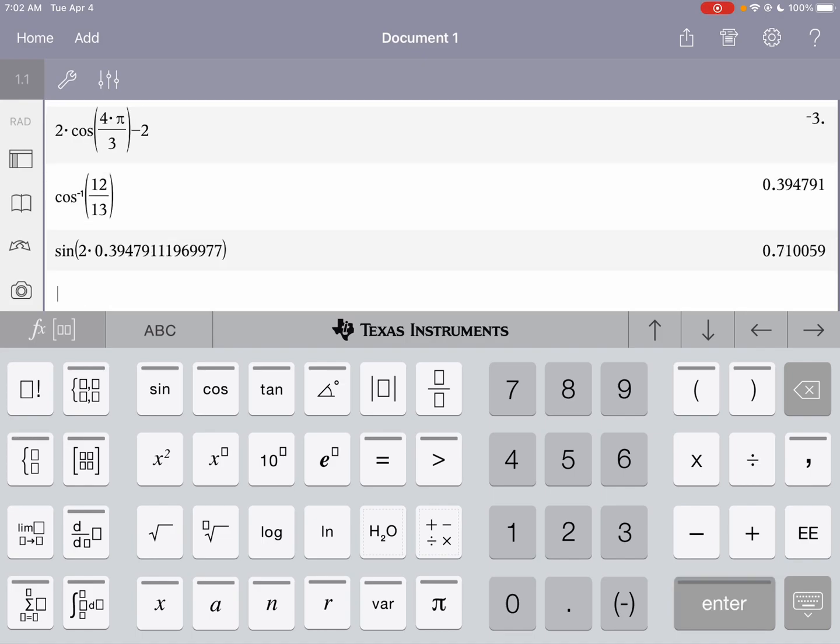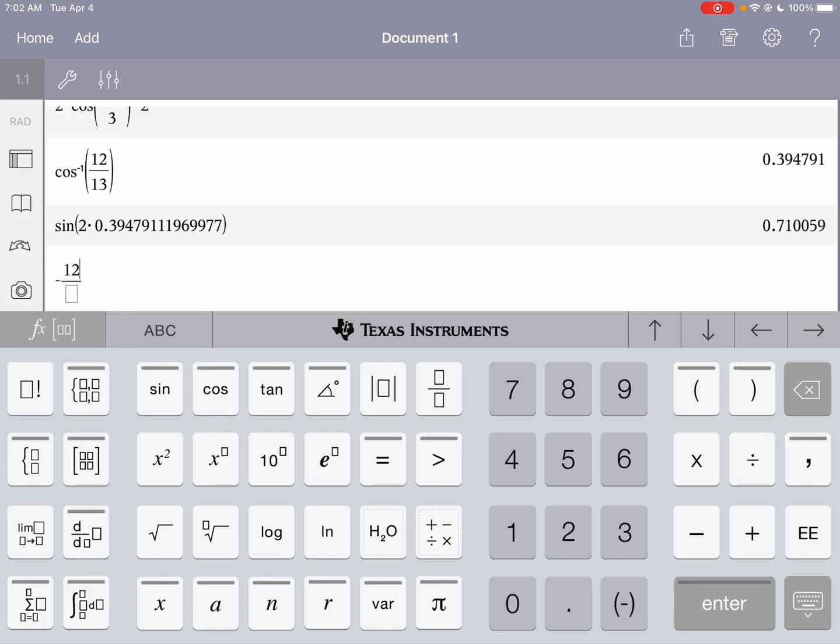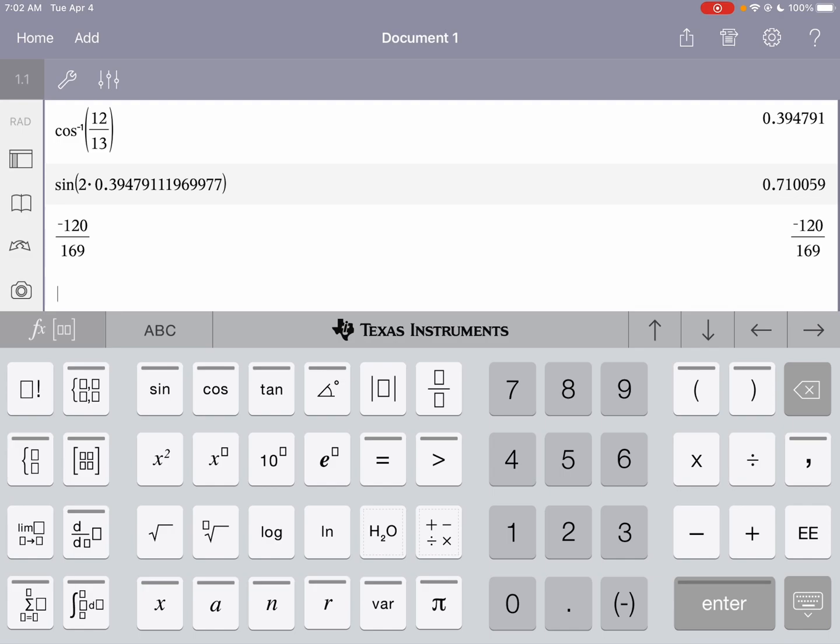And I get 0.7100 and all those other decimals. Now all I need to do is double check all my answer choices to see which answer choice gives me this decimal. When I type in answer choice A, I have a negative 120 over 169. And notice how it didn't change it for me.